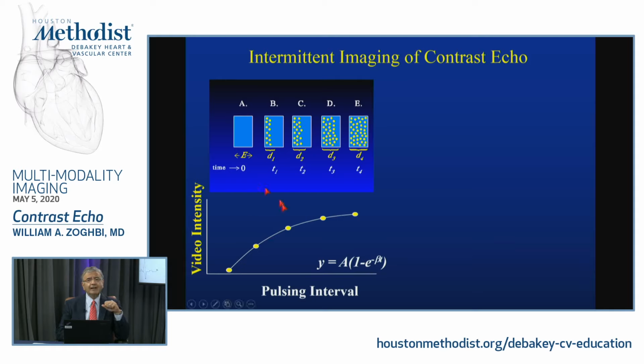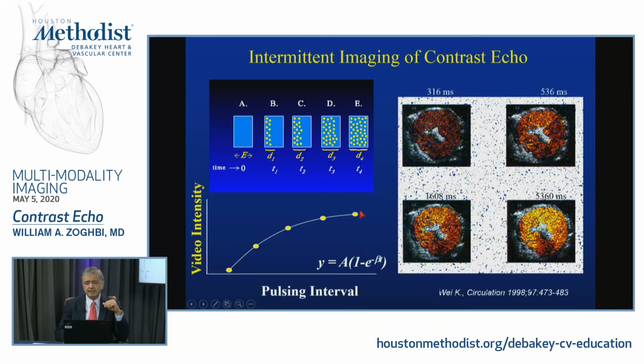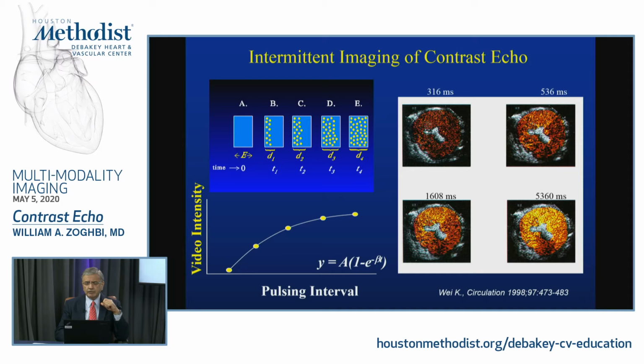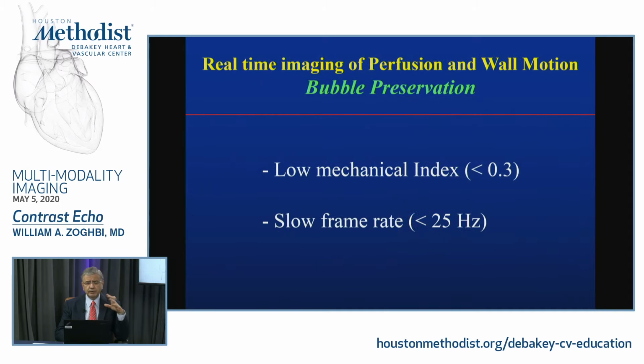The principle is if I destroy, sending a little brief high mechanical index and then image either intermittently or with a low mechanical index, I can see this contrast coming into the myocardium, and I can tell a few things. The rate of rise tells me the myocardial blood flow into the area, how fast it is coming. And this is myocardial blood volume, wherever it gets to a steady state situation. And this is from Kevin Wei's early work when they were at the University of Virginia. And there was software to do this.